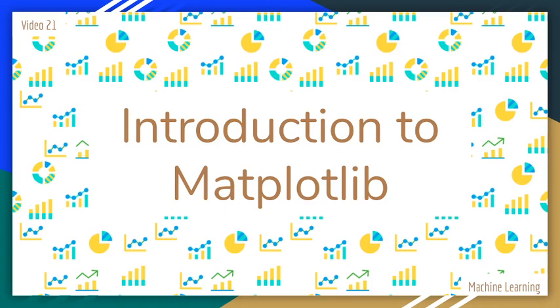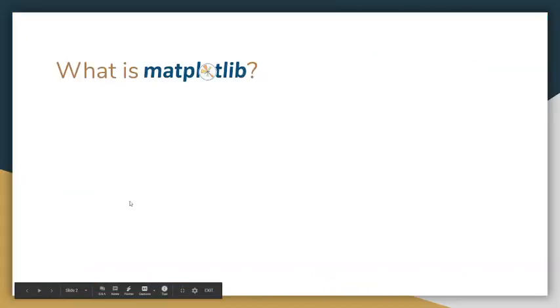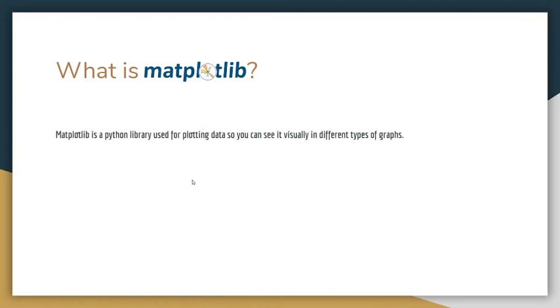In the previous video series, we looked at the two libraries NumPy and Pandas. In this part of machine learning, we are going to be looking at Matplotlib because it is actually slightly more interesting. So the first thing you want to know is what is Matplotlib? Matplotlib is a Python library used for plotting data, so you can see it visually in different types of graphs.